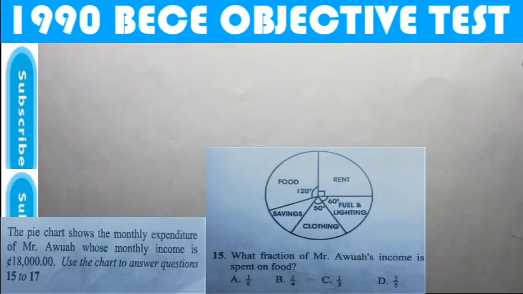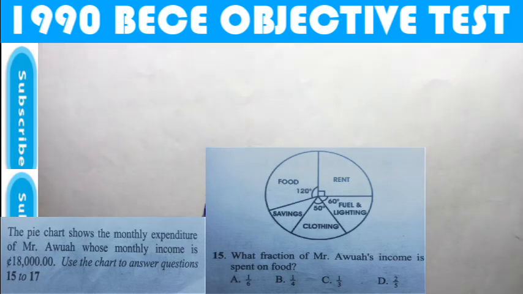All right, guys. So with number 15, the question demands that we find the fraction of Mr. Ewo's income spent on food. When you take a look at the pie chart, with the sector for food, the angle over there is 120 degrees and the total sectorial angle is 360. So that is how we find the fraction. It will be the sectorial angle for food out of the total sectorial angle.